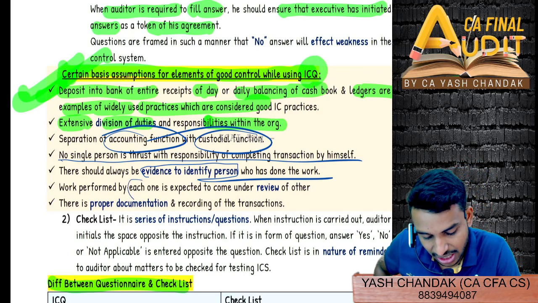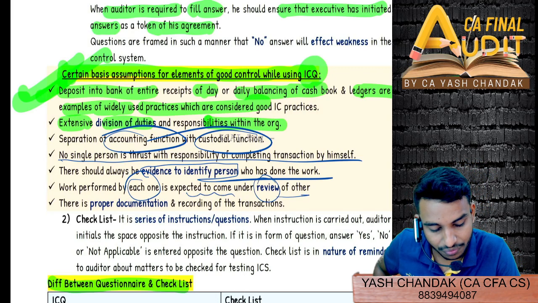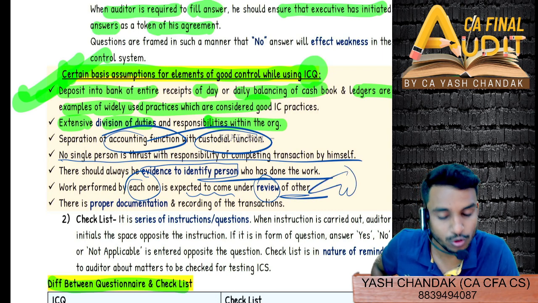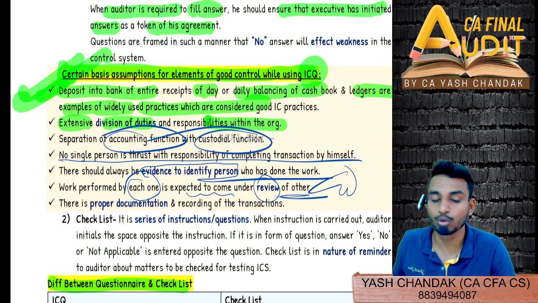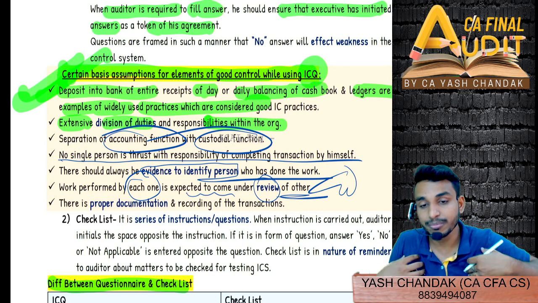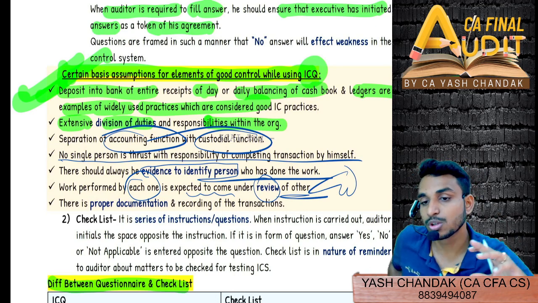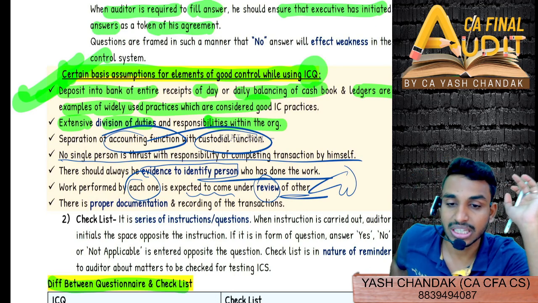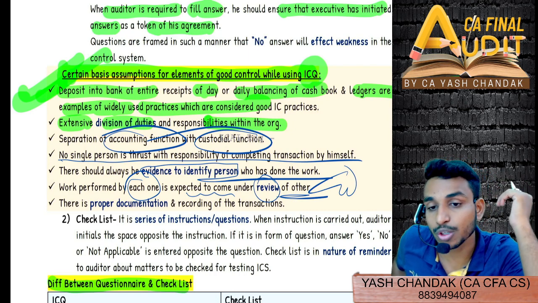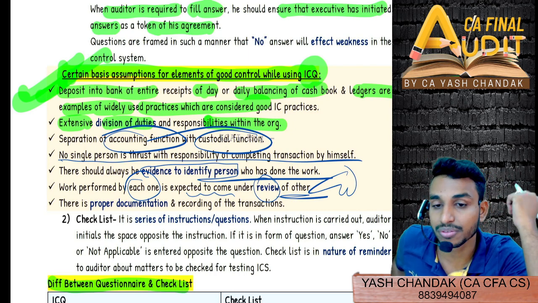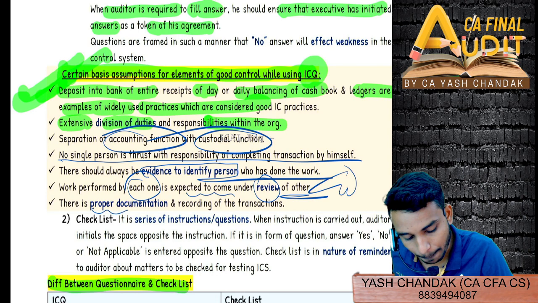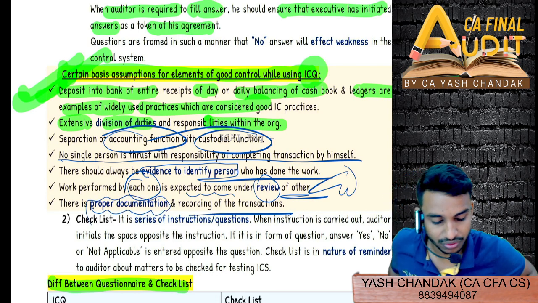Similarly, work performed by each one is expected to come under review of another. So review, performance review. Do you remember performance review? Make the work of me complementary to the work of you, so that you will check my work also, thereby making me a bit more conscious towards my approach, my errors, my frauds. And lastly, there is proper documentation and recording of the transactions.